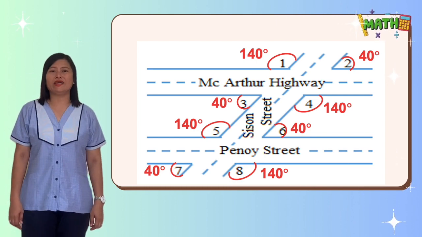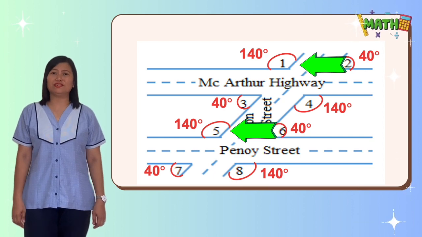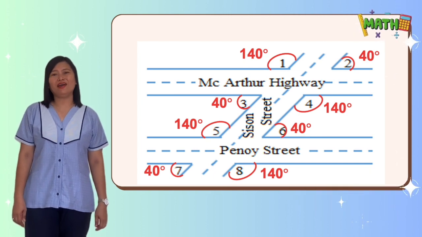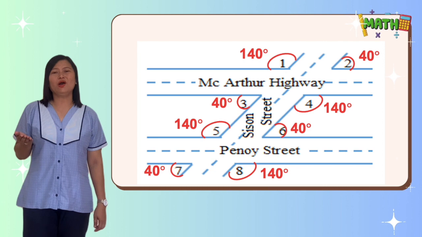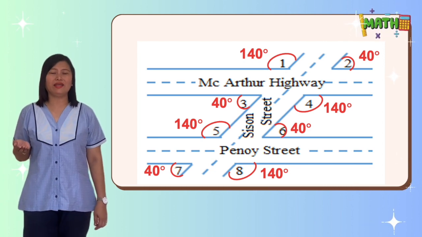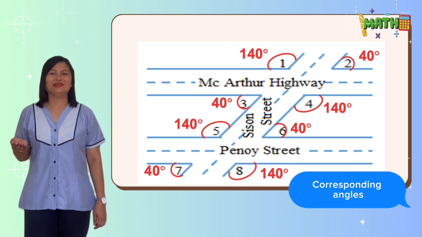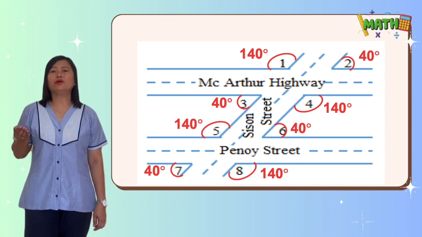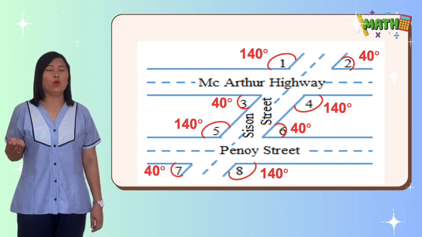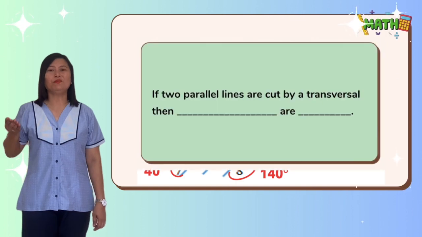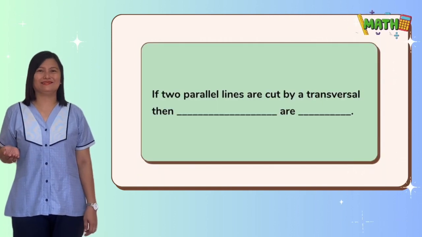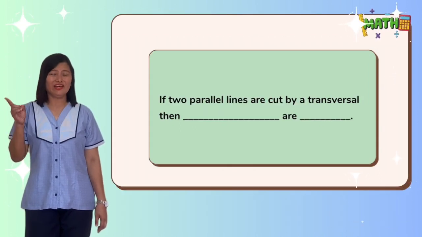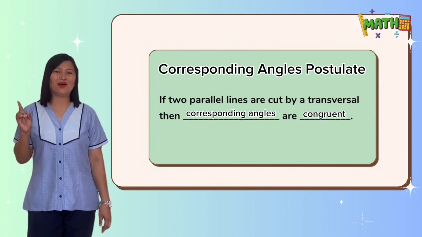Let's have angle 1 and angle 5. How are their measures related? You got it. Angle 1 and angle 5 are congruent. Again, what pair of angles are angle 1 and angle 5? Yes, they are corresponding angles. If angle 1 and angle 5 are corresponding angles, then what can you conclude? Complete this statement. Very well said. That is the corresponding angles postulate.